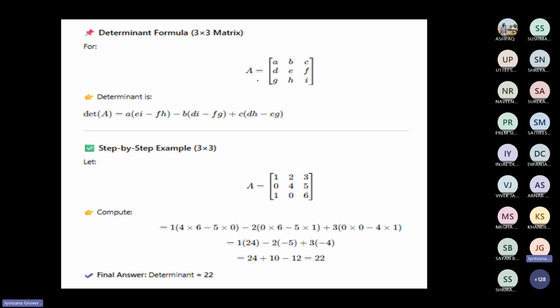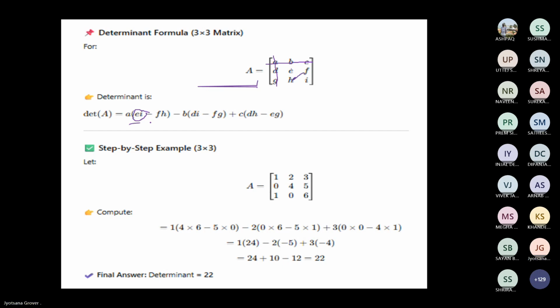Okay, I'll write. See, A is present here. Leave out this column, leave out this row, so you're left with 2 cross 2. Now finding the determinant is easy. E into I minus F into H.